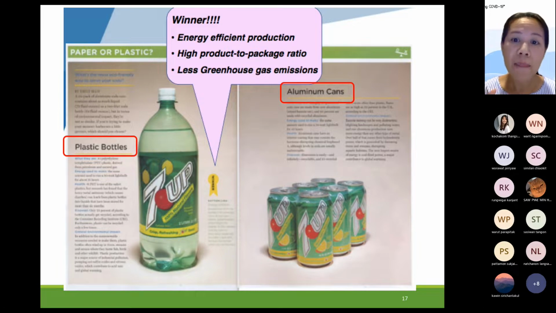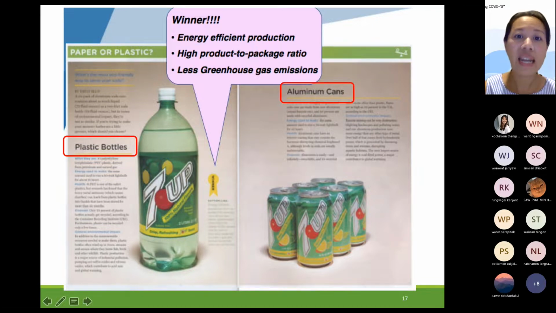It's just the comparison. But if you want to compare, please compare the same function and same products, right? Like if you want to compare a 1 liter plastic bottle, the aluminum can should be calculated based on 1 liter. Maybe it needs two cans compared to one plastic bottle, because the function is that we want to drink 1 liter, right? We have to compare in the same function and same unit, right? From this information, the winner is the plastic bottle, right?